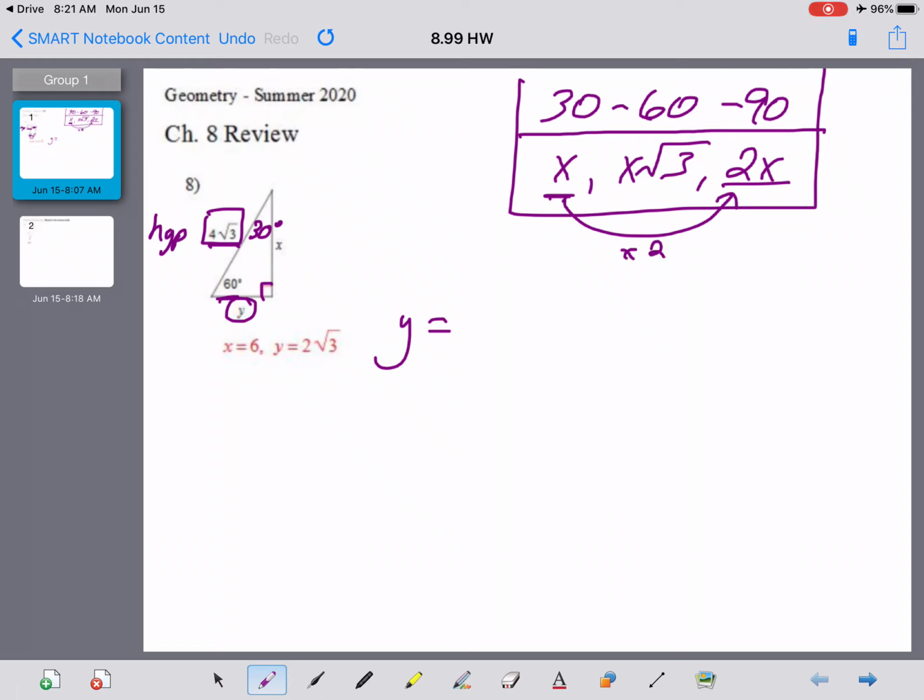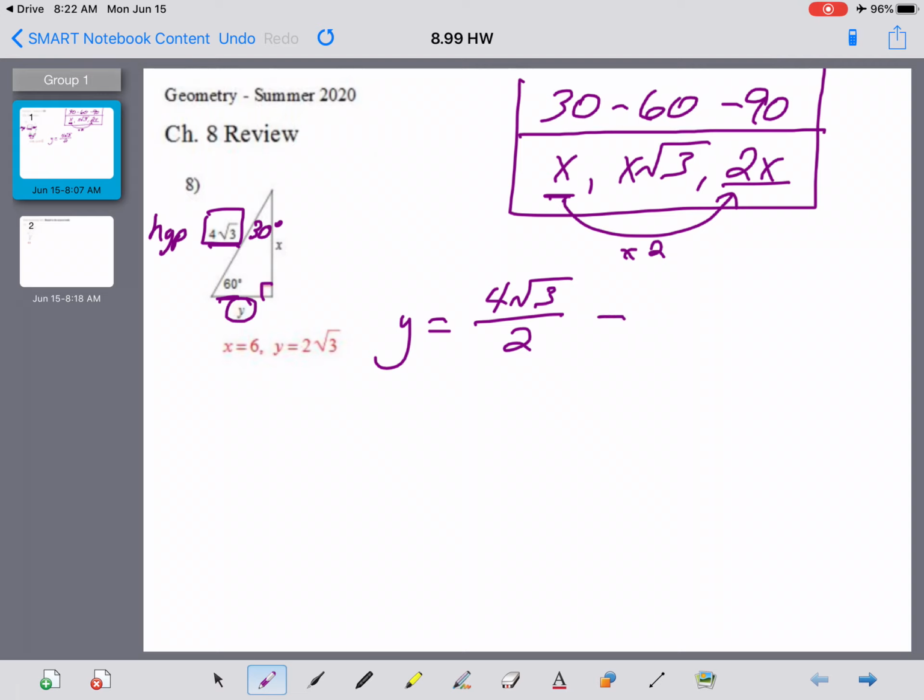We need to go backwards right here. So we're going to take our hypotenuse, which has a length of 4 times the square root of 3, and we want to divide that by 2. Now again, the newer Texas Instruments calculators will handle this for you. If you just type in 4 root 3 divided by 2, it'll give you the answer.